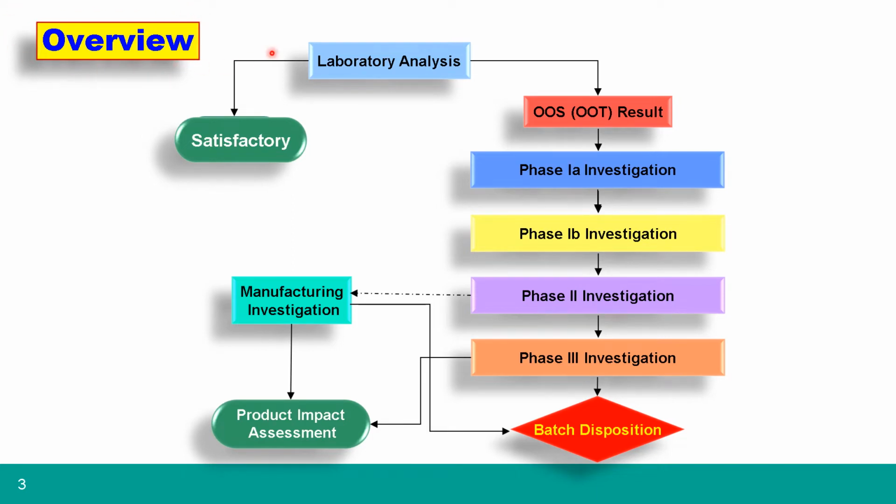Overview. Laboratory analysis. Satisfactory. OOS, OOT result. Phase 1A investigation. Phase 1B investigation. Phase 2 investigation. Manufacturing investigation. Product impact assessment. Batch disposition. Phase 3 investigation. Product impact assessment. Batch disposition.